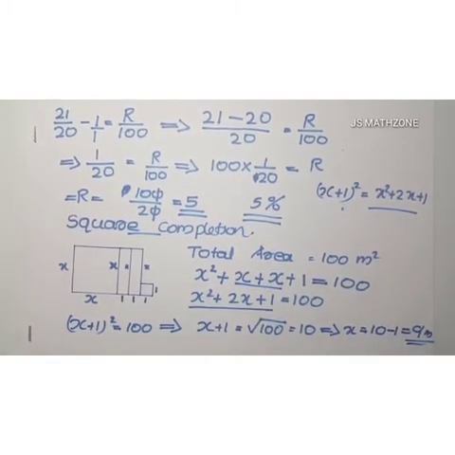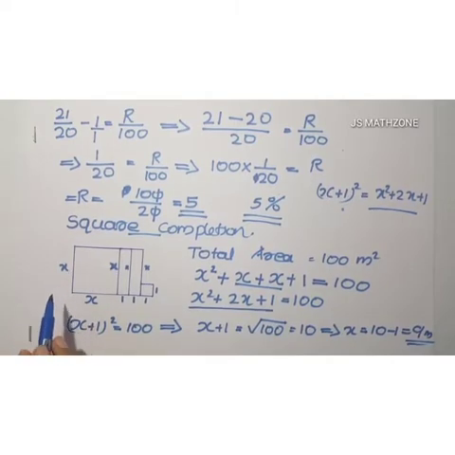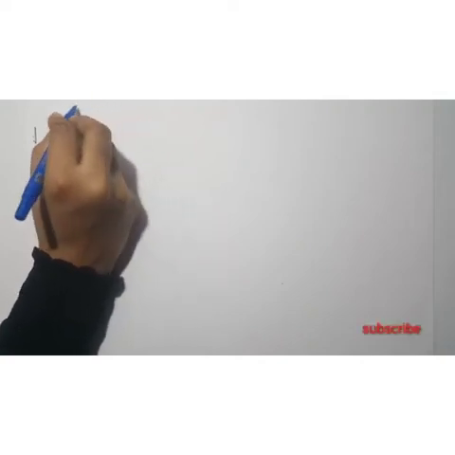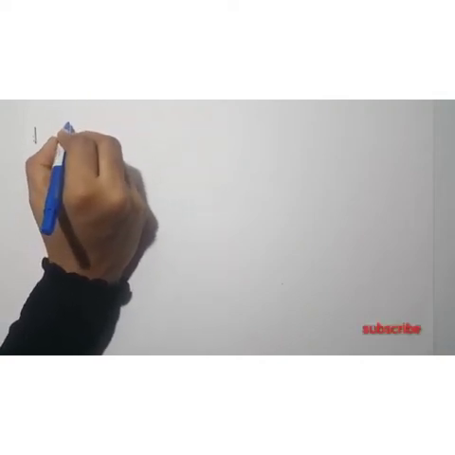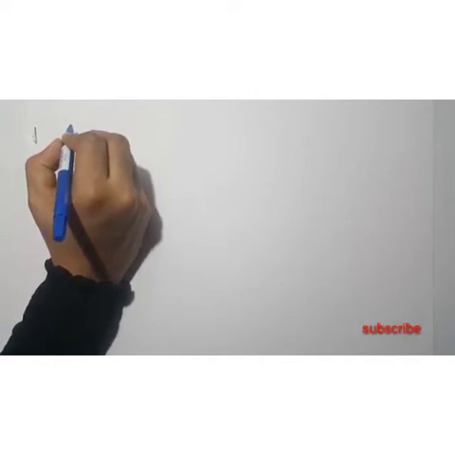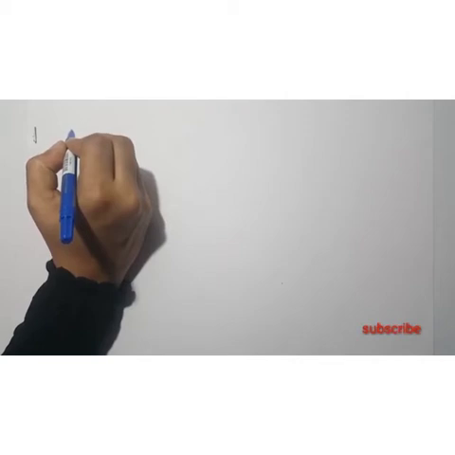Clear? That is your question. Your question is, we have one square and two rectangles and one small square attached together, and total area 100 is given, and we have to find out one side of the square. One side of the square is 9.